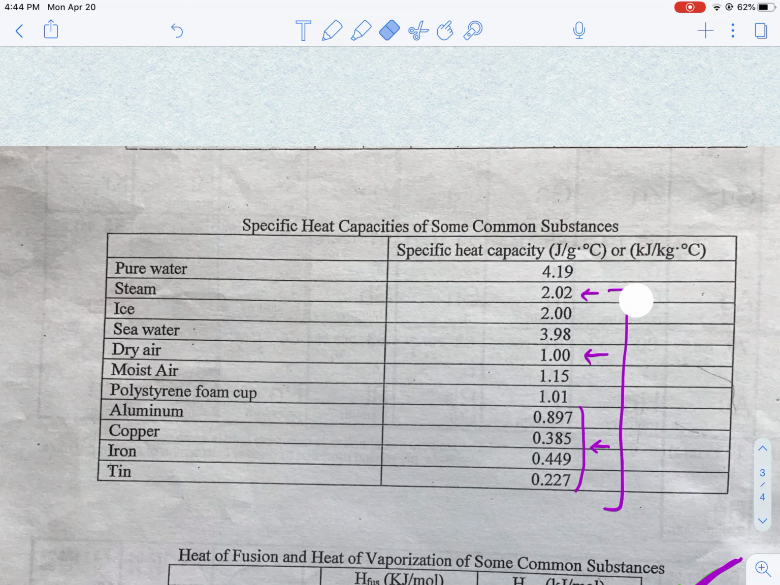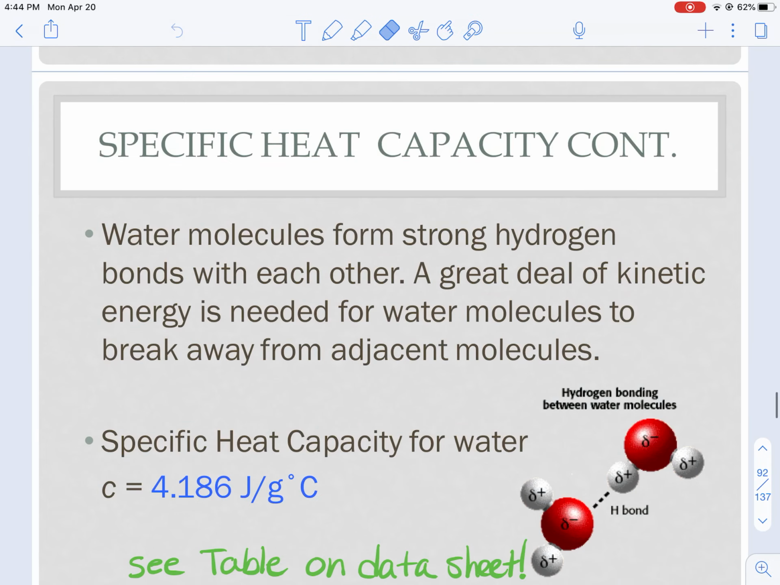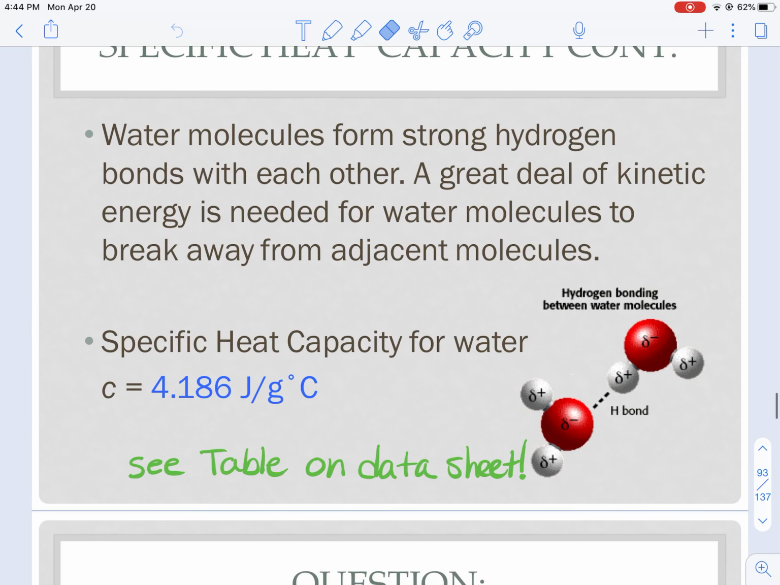These just show you that there are different substances that have different heat capacities, and as we do our calculations, you may have to turn to that chart. So water has these strong hydrogen bonds between the water molecules.